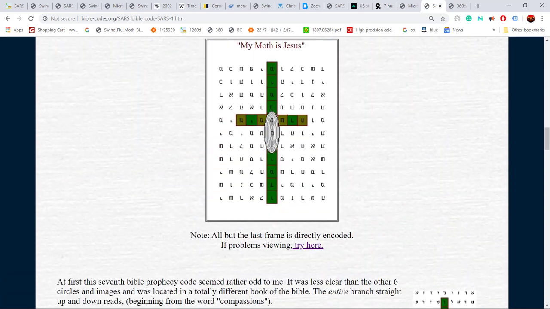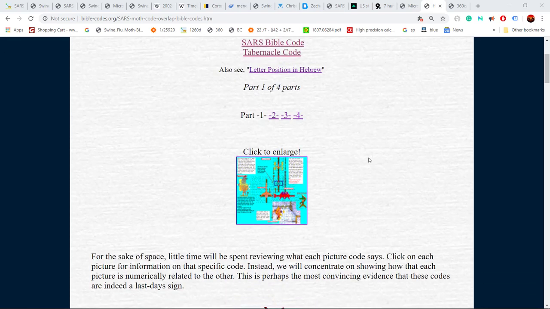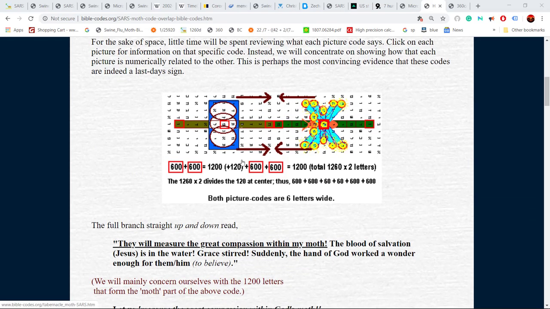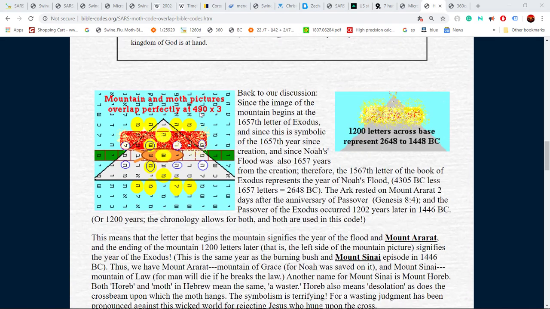I'm going to pause this for a second. Okay. So here's how the SARS Moth Bible Code overlaps numerically. And, you know, here's some more stuff. And I'm going to show how this moth represents SARS, overlaps this mountain by 490 letters, 490 times 3, sorry, letters exactly, to form this picture, right? So there's this triangle represents a mountain, there it is there, and there's a whole lot to that.